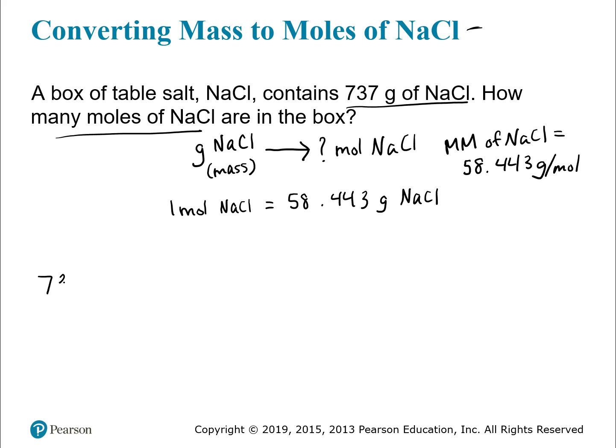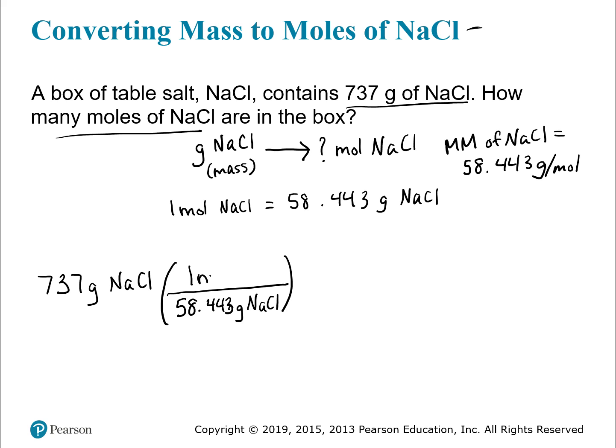From there, we can set up our problem. We just need to write a conversion factor. Since we have grams and we want to get rid of them, and grams are in the top, we're going to put grams in the bottom of our conversion factor. That leaves the mole of NaCl to be in the top. And if you do your unit analysis, you'll see you're left with moles, which is what you want.